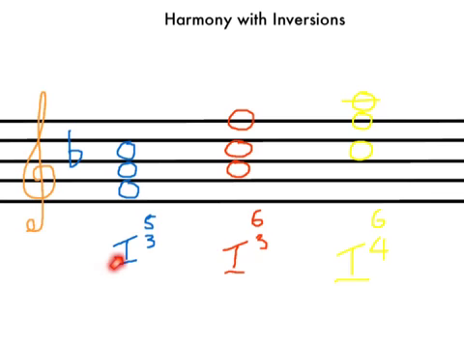So we have another number of names for this. We have the root position, first inversion, second inversion. Or we have a 1, which is 5-3. 1-6-3, which is the first inversion, 1-6-4.